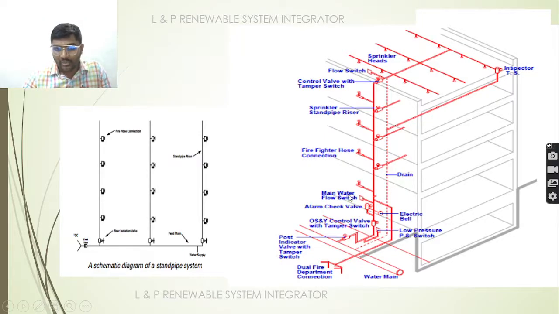In certain places we also have the main water flow switch. We also have electrical bells if any sort of alarm occurs. This is the main water pipeline, and this is the valve with the tamper switch. In order to measure the pressure also, we have low pressure switch connections here.